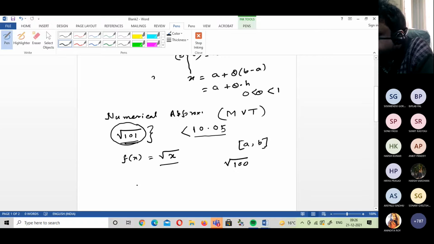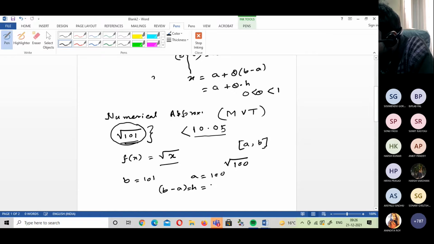In order to do this, you can easily write that b is 101, a is 100. So b minus a, or h, that is equal to 1.